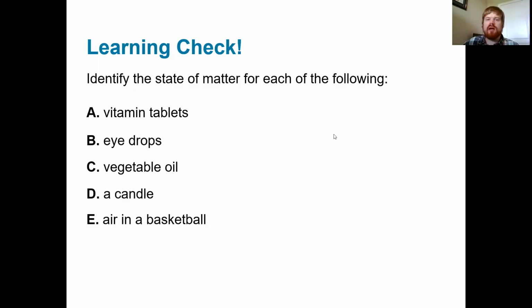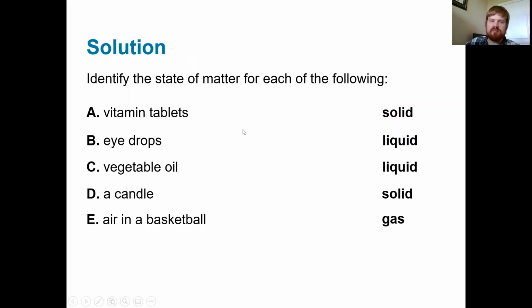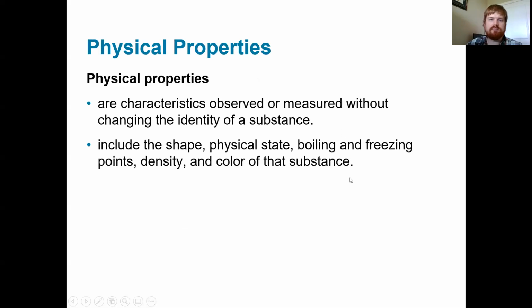So a vitamin tablet, just like a little pill, is clearly going to be a solid. Eye drops are liquid. Vegetable oil as well is a liquid. Again, it takes the shape of its container. It has a definite volume. A wax candle is clearly a solid. It has a definite shape, no matter what container it's in. And then finally, the air in a basketball, well, air is a gas. So that gives you an idea here of the state of matter for each of the following.